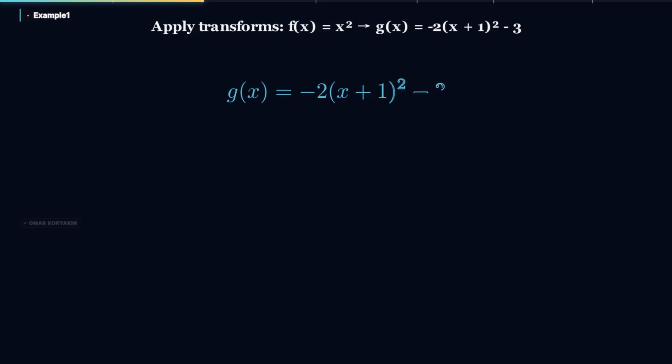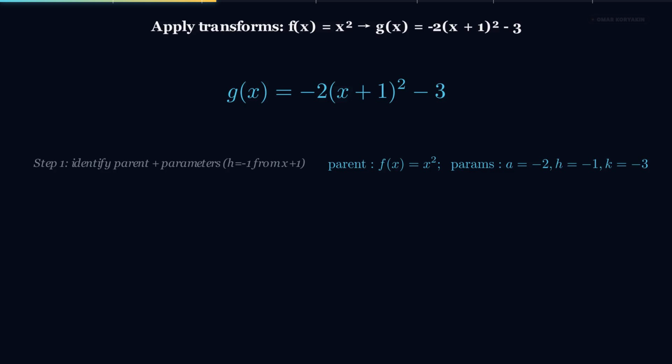Here is the first worked example. Starting from the parent function f of x equals x squared, apply the transformations to produce g of x equals negative 2 times the quantity x plus 1 squared, minus 3, and identify the 4 parameters and the resulting key features of the new graph.